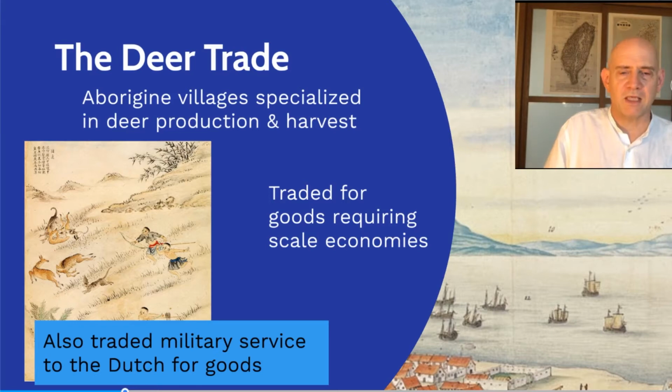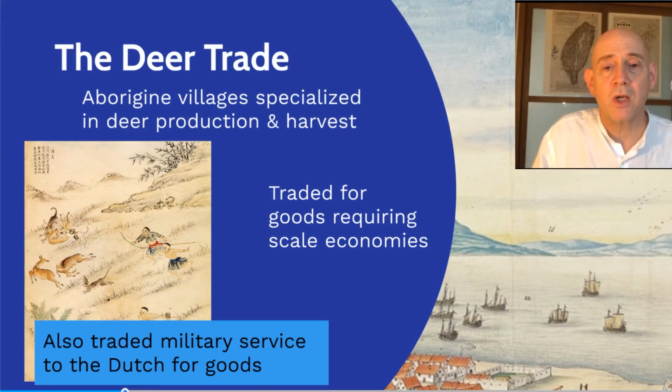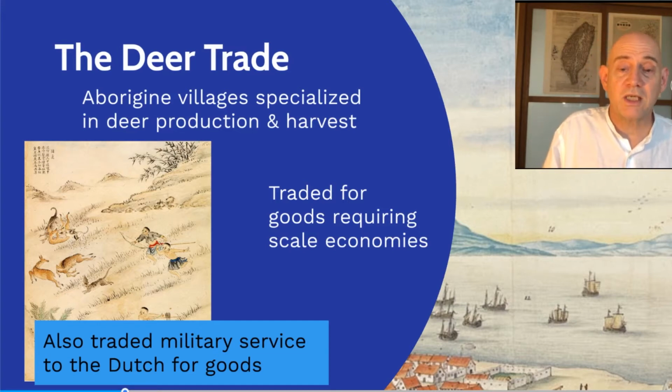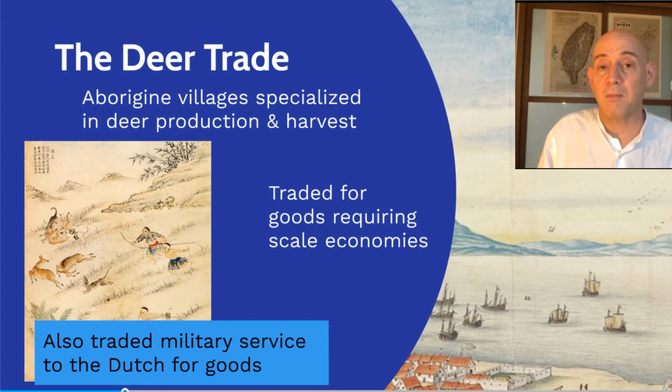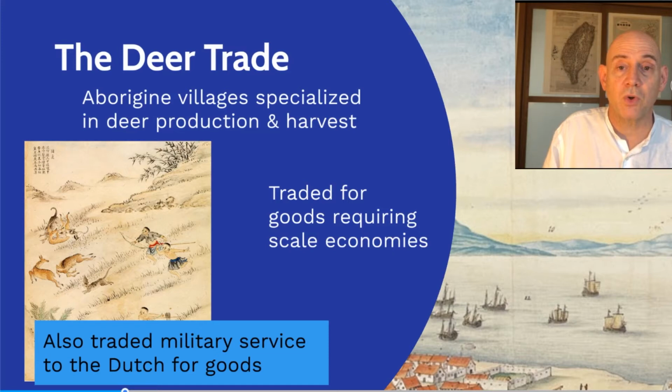So there was a big deer export coming out of Taiwan, probably beginning in the late 1500s. And when the Dutch get here, that's what's going on with the Aborigines. When the Dutch get here, the Aborigines also trade military services to the Dutch for goods. And you can imagine why this would be. There was a lot of fighting in Taiwan. The Aborigines were good at it. The Dutch needed protection. They also wanted to keep the Chinese who came over under control. They also wanted to keep other Aborigines that might attack them under control. So they were happy to hire these Aborigines.